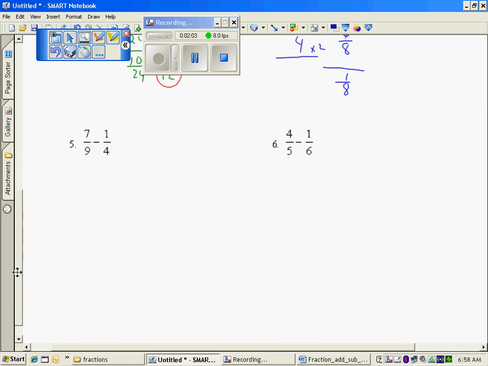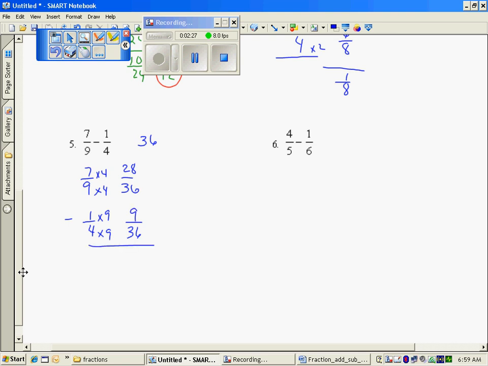Problem number 5, common denominator between 9 and 4, 36. 7/9, changing its denominator to 36, multiplying by a 1 which looks like 4/4, 28/36. We're subtracting 1/4, getting its common denominator again of 36, multiplying by a 1 that looks like 9/9.